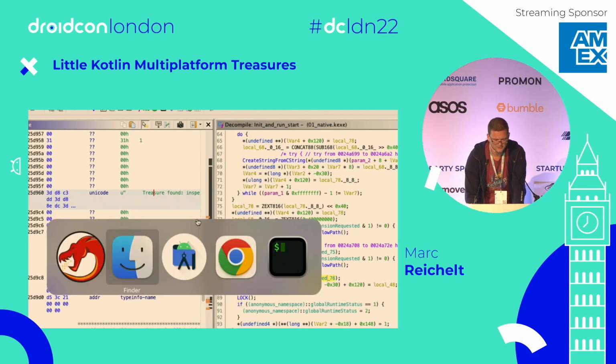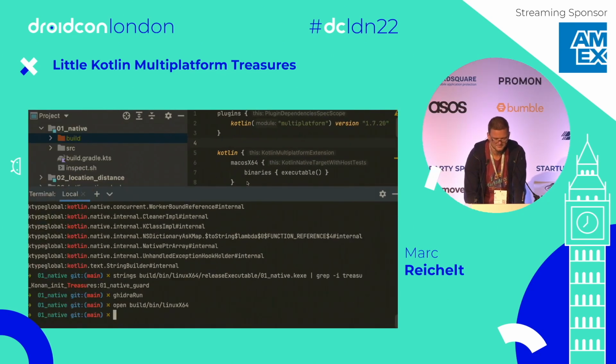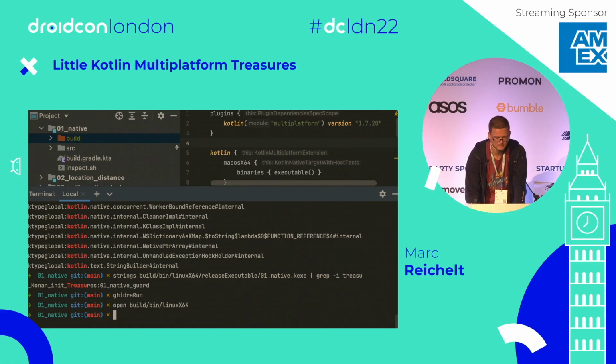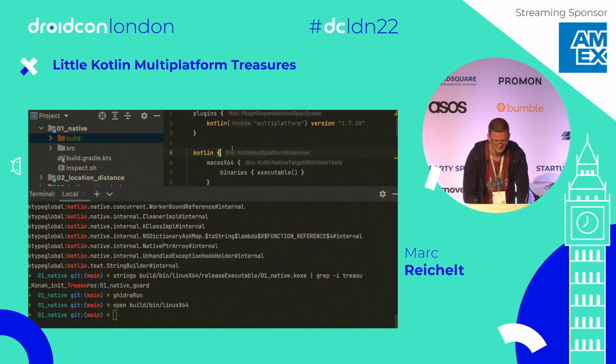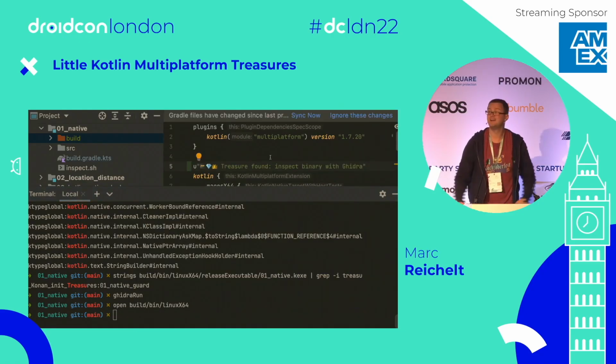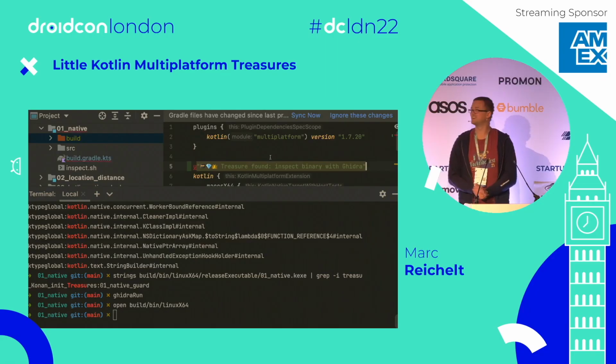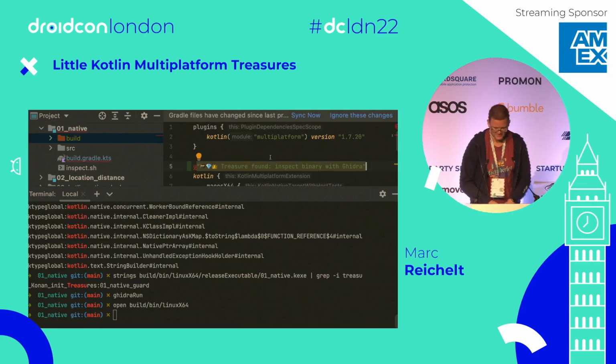And now we're going to go over to Android Studio. And let's see what we just copied. So we're going to just copy it here. And there we go. We have our first treasure. So now we have learned something. Now we can inspect a binary with Ghidra and actually find what's inside.